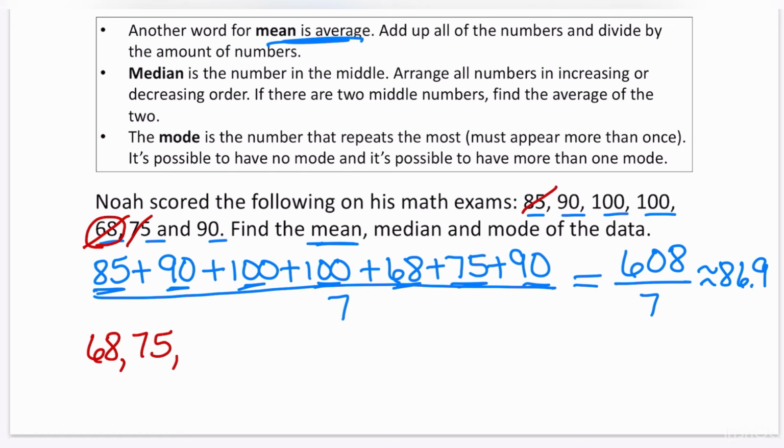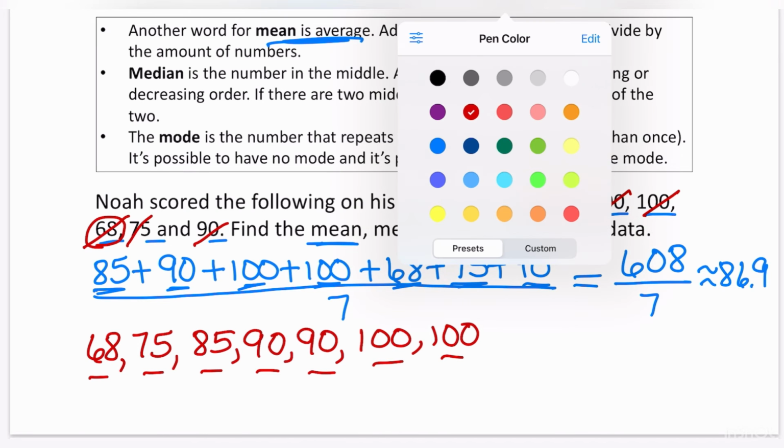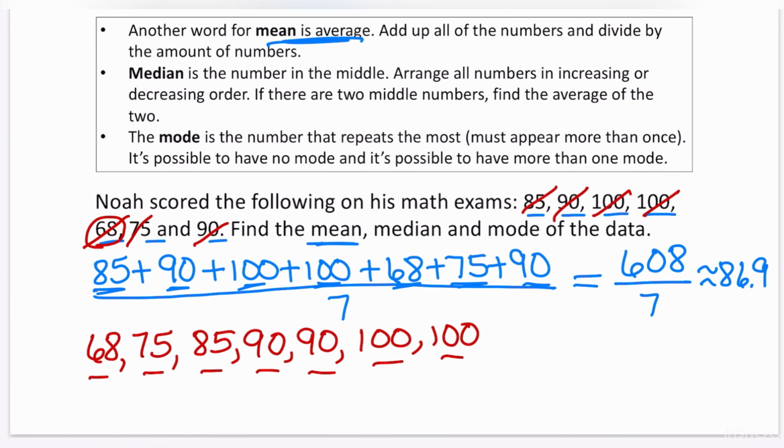then 85, then I have two 90s, 1 and 2, so I'm going to write 90 and 90, 100 and 100. And once again, always count to make sure that you haven't forgotten one of the numbers. So 1, 2, 3, 4, 5, 6, 7. Okay, so there are 7 numbers here. Now I'm ready to figure out what my middle number is.